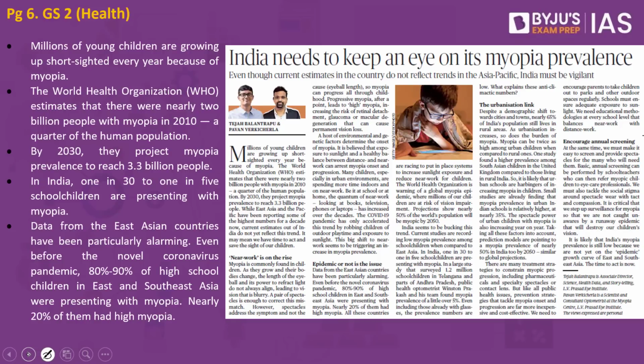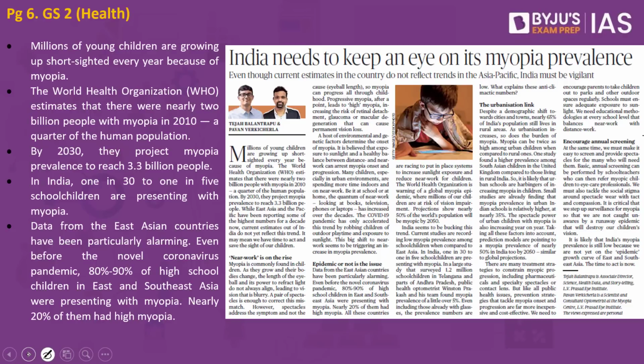This article says India needs to keep an eye on its myopia prevalence. It is speaking about short-sightedness, or myopia. What is short-sightedness or myopia? This is a common eye condition where a person is not able to see far off objects. If you are able to read a book, but not able to see what is written far off, that is what is called short-sightedness or myopia.